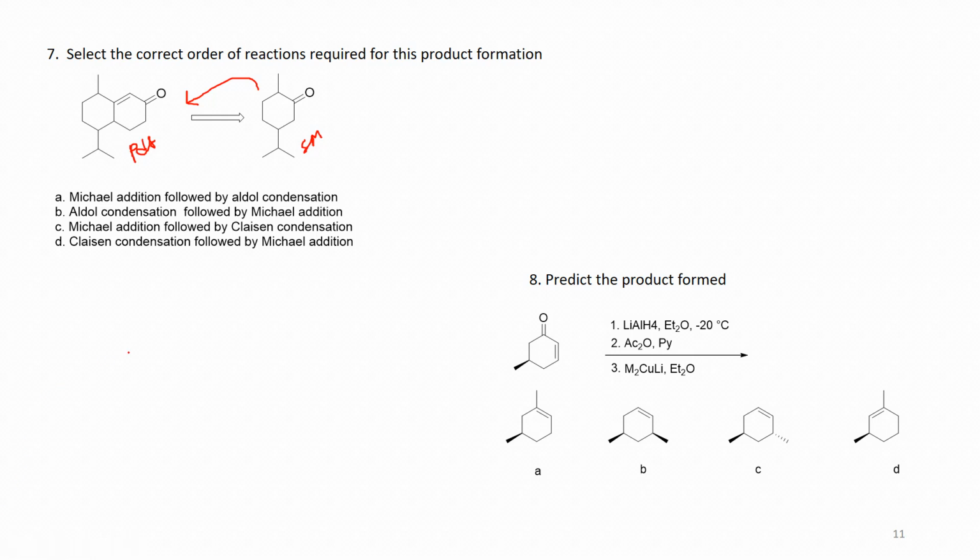If you all know about the Michael addition reaction, whenever a nucleophile attacks the beta carbon of an alpha beta unsaturated compound, that is called Michael addition or Michael reaction. And aldol condensation we have already discussed. So that can be formed by Michael addition followed by aldol condensation.